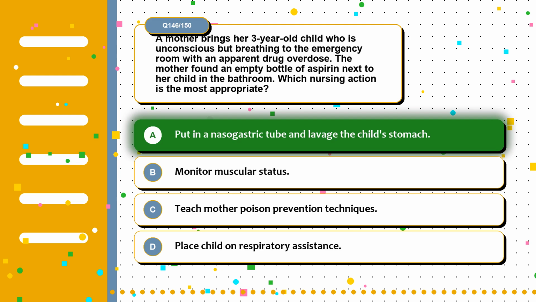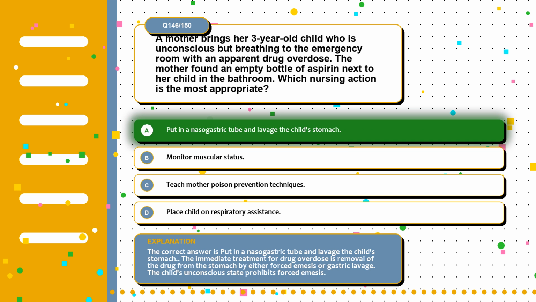The correct answer is option A. Put in a nasogastric tube and lavage the child's stomach. The immediate treatment for drug overdose is removal of the drug from the stomach by either forced emesis or gastric lavage. The child's unconscious state prohibits forced emesis.